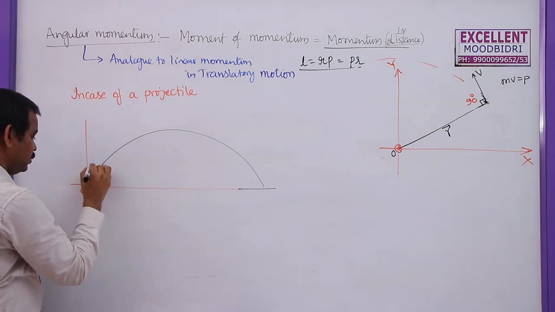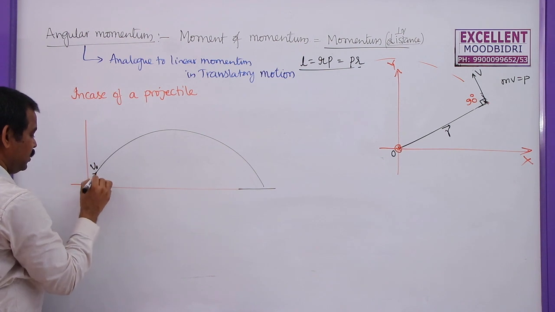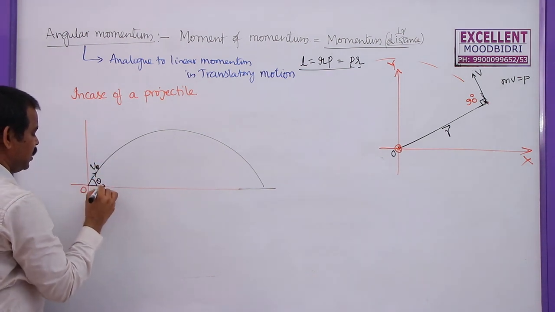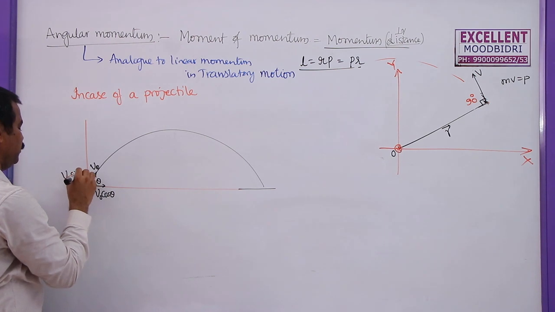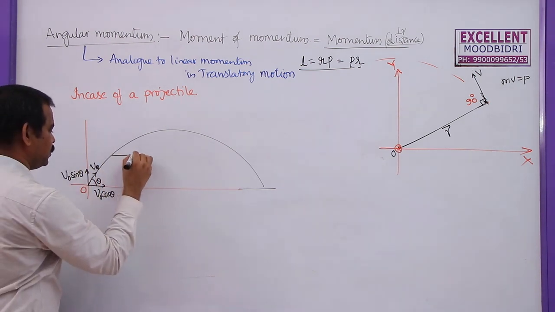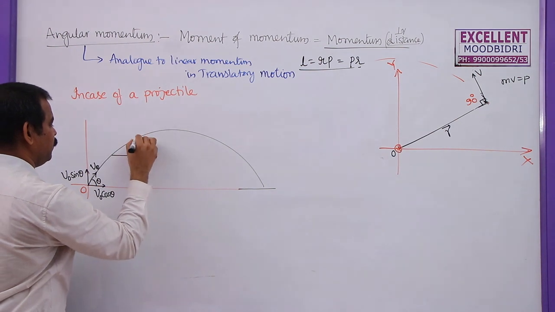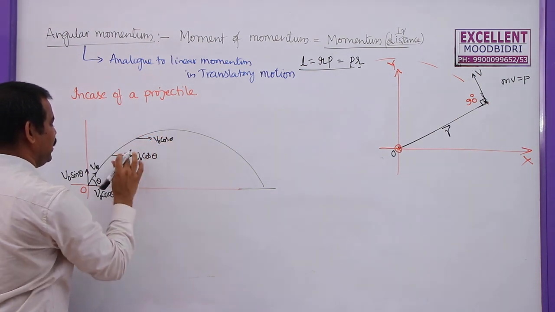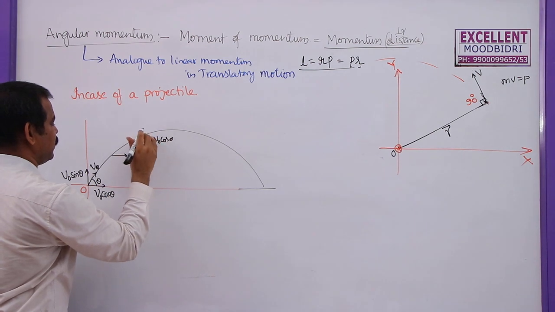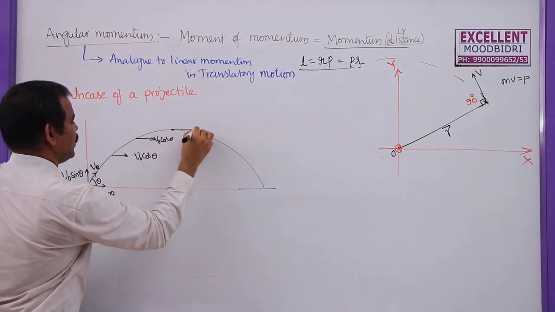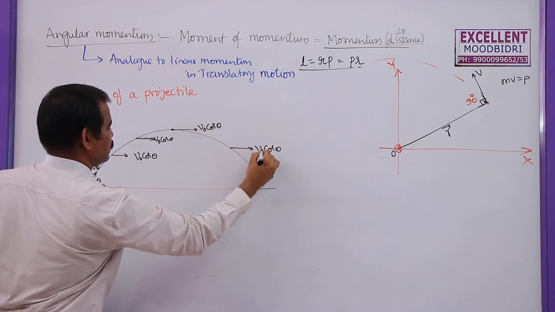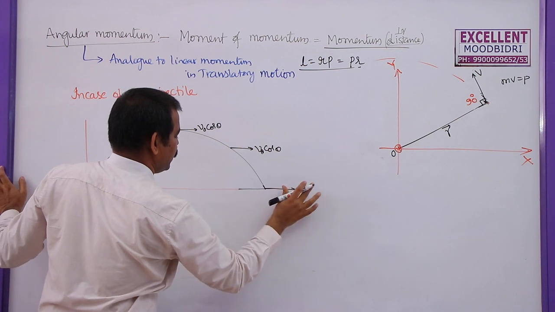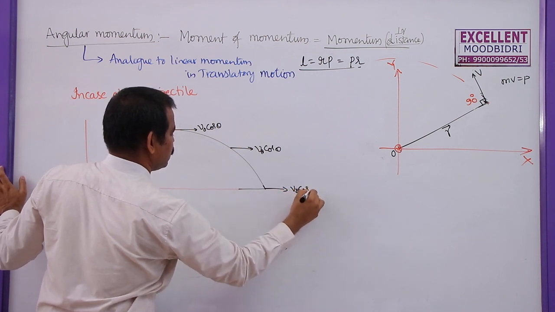Let us say the initial velocity is v naught, the angle is theta, the horizontal component of velocity is v naught cos theta, and the initial vertical component of velocity is v naught sin theta. We know that for a projectile, the horizontal component of velocity never changes. Even at the maximum height, this will be v naught cos theta. So throughout its journey, this velocity remains as v naught cos theta.